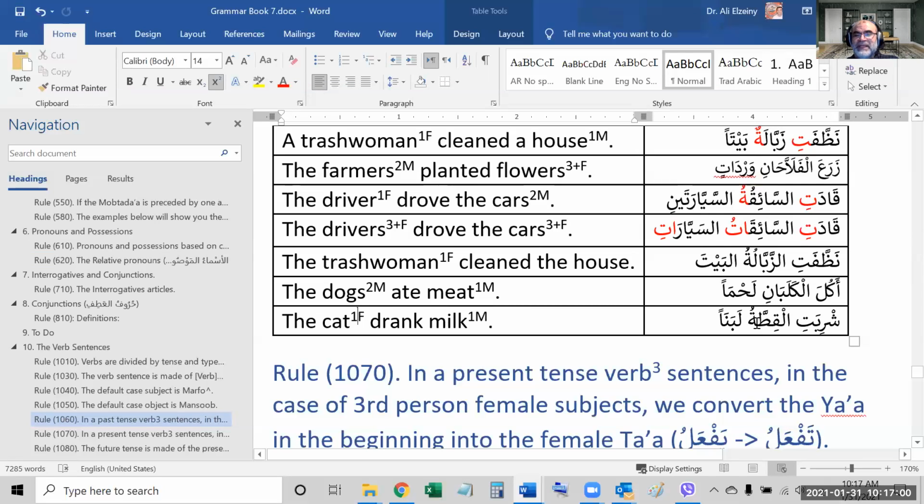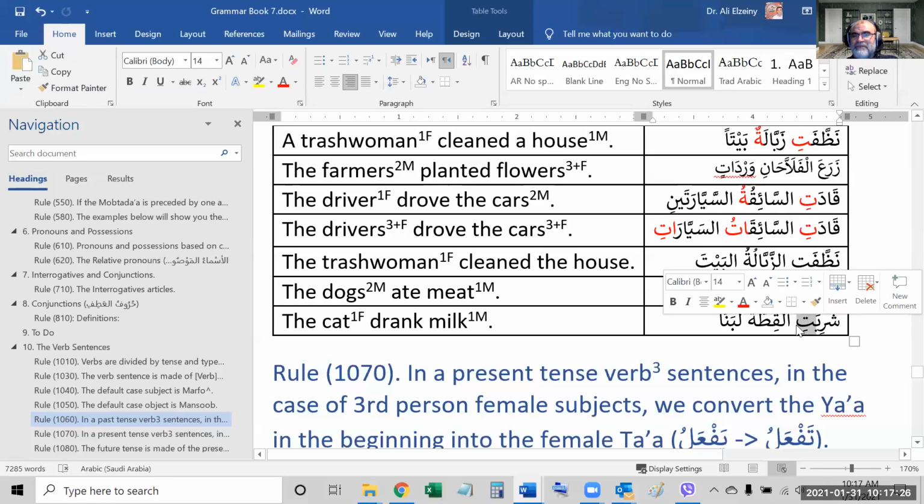Okay, how about if we have a female cat? We know the difference between a male cat and a female cat is this ta. For a male cat, we say القط. For a female cat, we say القطة. We add ta, تأنيث. So شربت. This ta here is because it's a female.